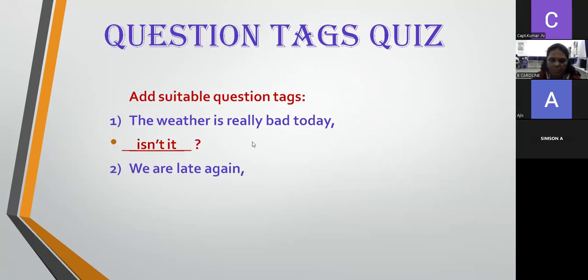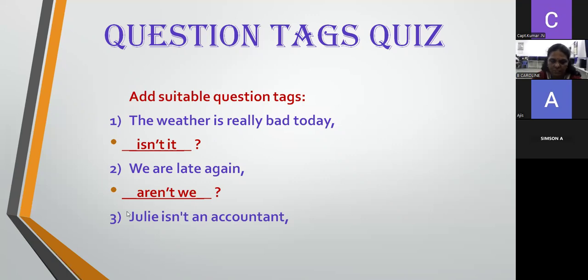We are late again. What will be the tag? This is a positive sentence, so the tag will contain aren't, and the subject here is we, so the pronoun will be we: aren't we? Julie isn't an accountant. Here, the noun is Julie, but in the tag, we have to use the pronoun she. So what will be the tag? This is a negative sentence, so the tag will be positive. Is she?